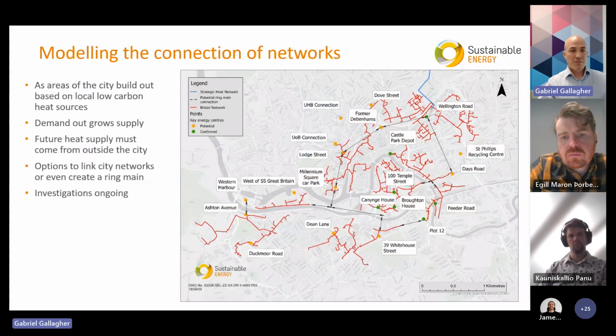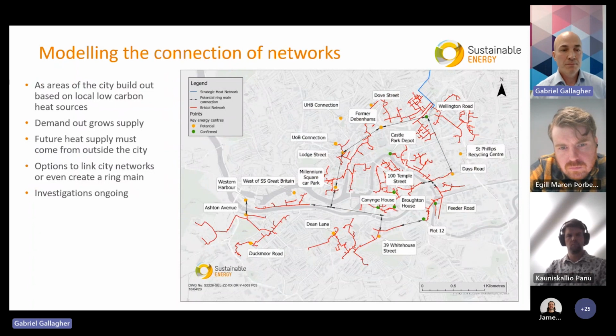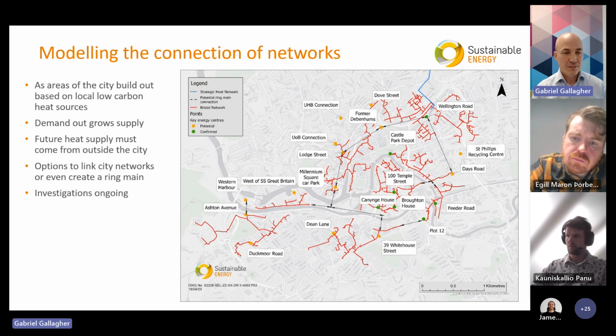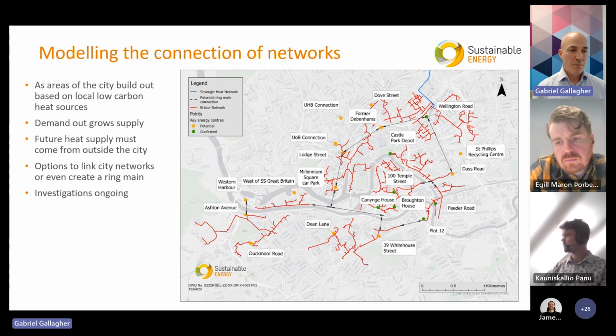But once those areas have built out on their local low carbon sources, the demand is going to outstrip supply in what we can see at the moment. There's just not enough areas where we can generate enough heat in the centre of the city to supply the whole city. So that future demand must come from outside the city, and really that's an area we're looking at the moment. There's obviously the blue line at the top, which is a connection to an industrial area with energy from waste plants and industrial waste heat available. But how are these different networks then connected together? Maybe a ring main, and this is an area of ongoing investigation and models we're running at the moment, using the Fluidit software.